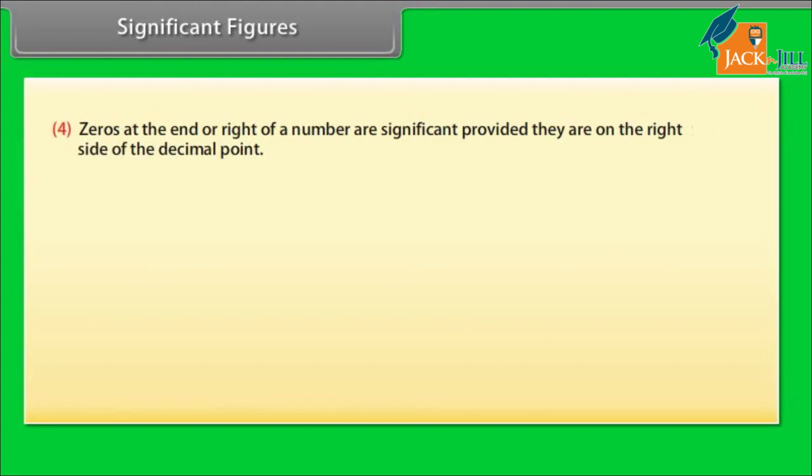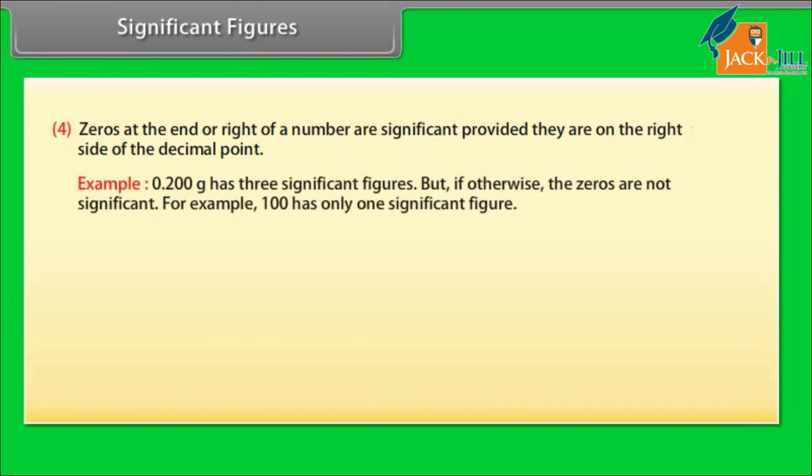Zeros at the end or right of a number are significant provided they are on the right side of the decimal point. Example, 0.200 gram has 3 significant figures. But if otherwise, the zeros are not significant. For example, 100 has only 1 significant figure.